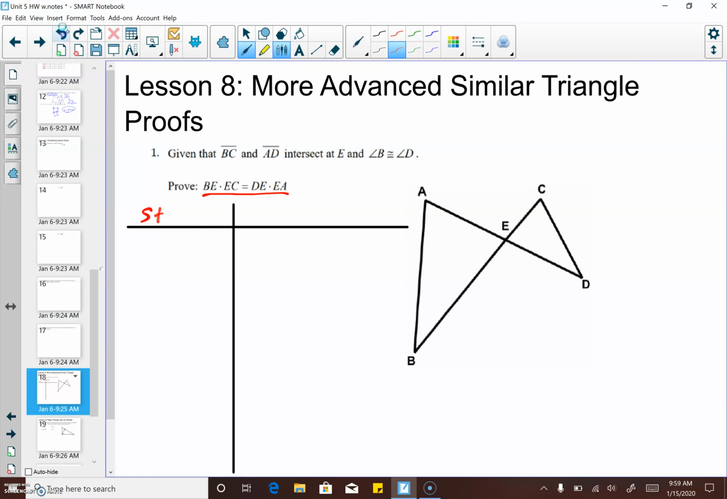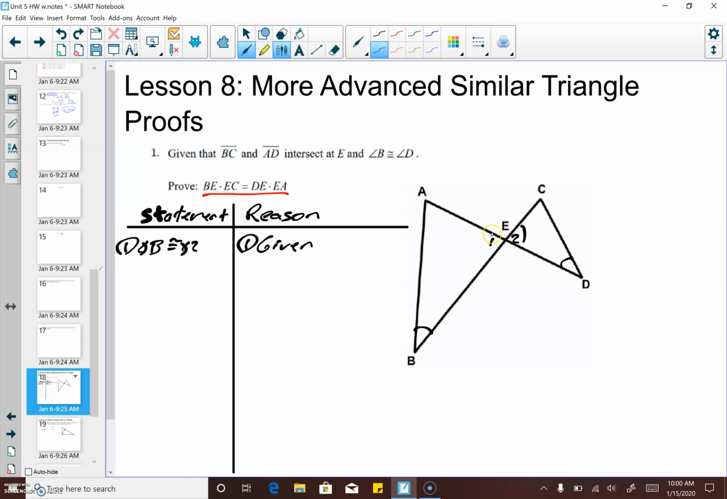So when we set this up, we're going to prove that the two triangles are similar exactly the same way that we normally do. So statement, reason, and we're still going to look to get them similar by angle. So the only thing it tells us here is angle B is congruent to angle D. So that's nice and easy. That's our givens. And now all we need to do is find another set of angles.